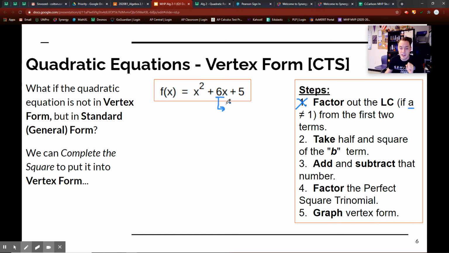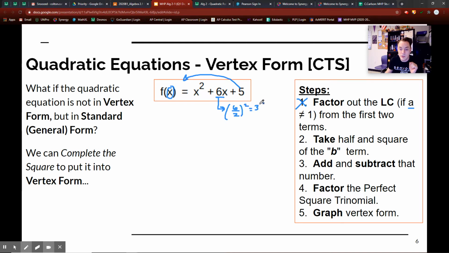I want to take half of this and square it. But as I'm doing this, notice what we have is not necessarily in completing the square form. So I am going to do this, but I'm going to put it in completing the square form by switching over the 5 and setting that equal to 0 in a little bit. But let's do this. So 6 all over 2 and then square that.